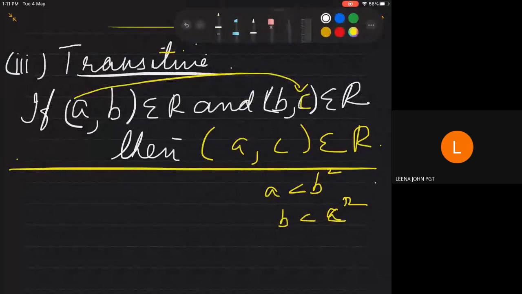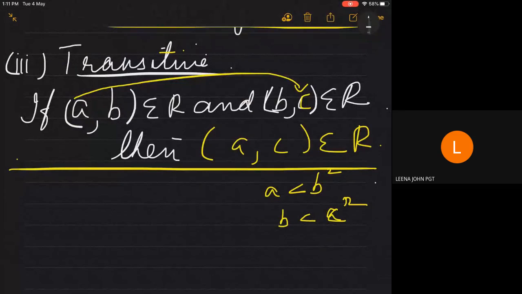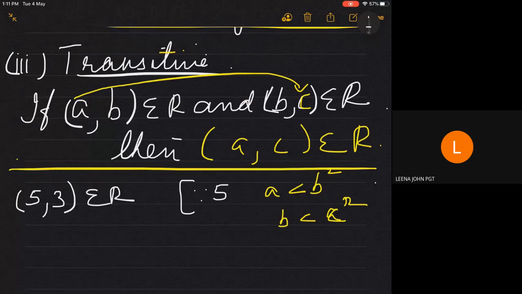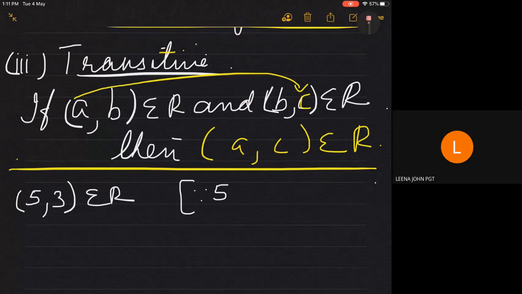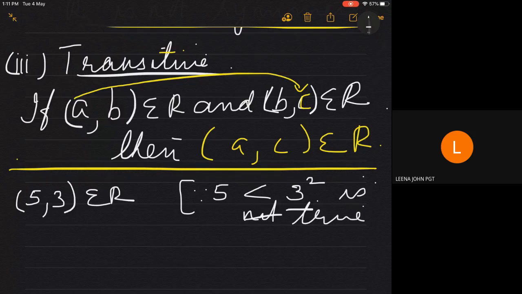For example, take 5 comma 3. 5 comma 3 is present in R because we just check with this inequality, which is 5 less than 3 square. 5 less than 9 is true. That means 5 comma 3 is there in R.